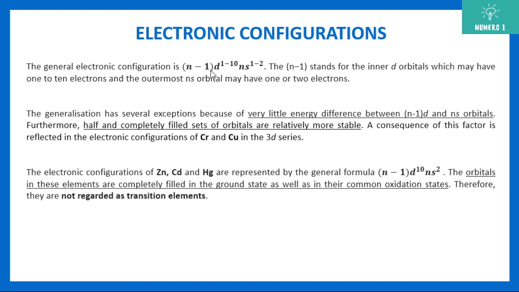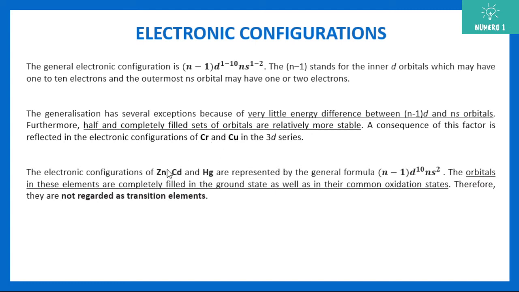Now, why is this happening? There is actually a very little energy difference between the n minus 1 d orbital and the ns orbital. As a consequence of this, we see that there are some discrepancies, or let's say some exceptions, in the electronic configuration, especially in the case of copper and chromium, which we will see now.